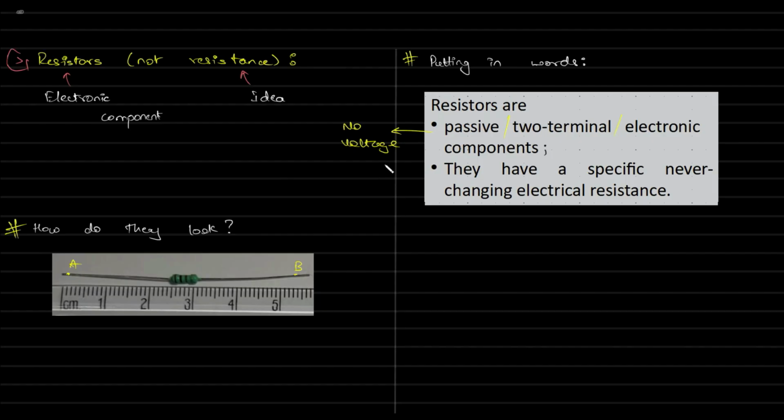So to be a bit more specific, they have a very specific, never changing electrical resistance. That's the job of a resistor. If you want to exactly understand what a resistor is, it's an electronic component with a very specific resistance. It's fixed for a given physical condition, so it provides resistance. That's why the word resistor.